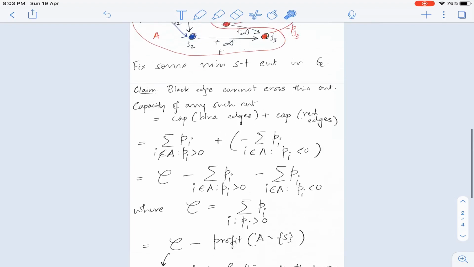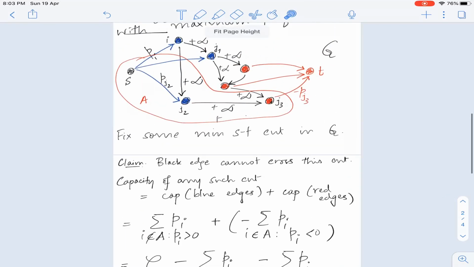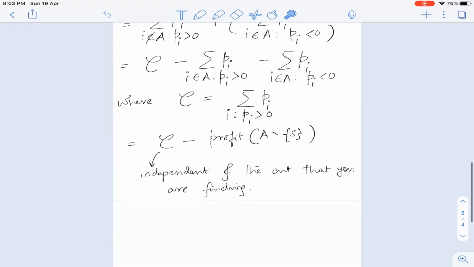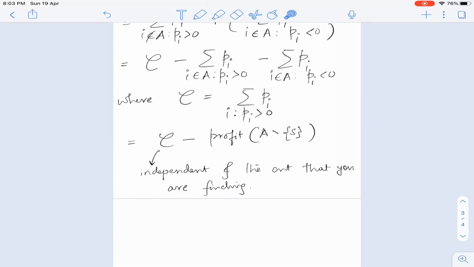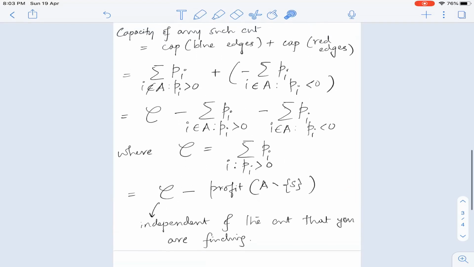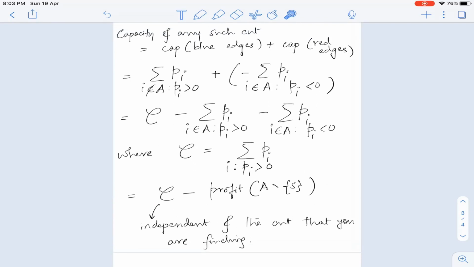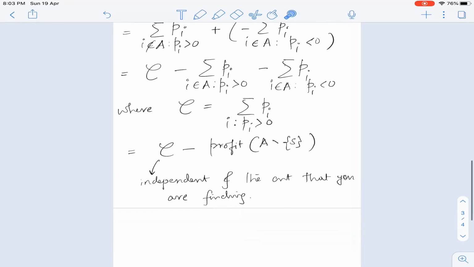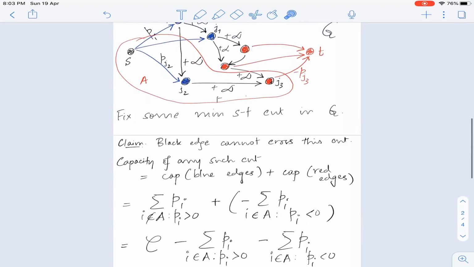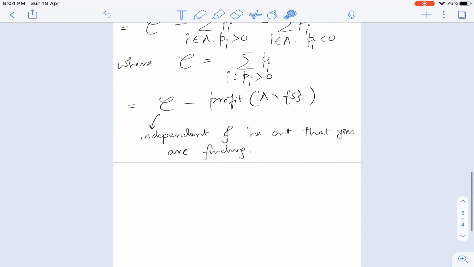It doesn't matter which cut you are finding in this graph. This quantity is a fixed constant because it's a part of the input. It's just the summation of all the positive profits in your graph. So now what we have arrived at is that the capacity of any cut is some constant quantity minus the total profit that I can derive by taking the A side of the cut, right?